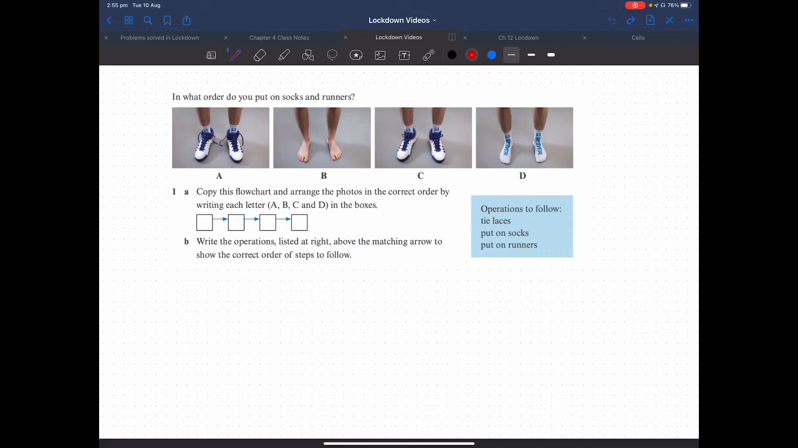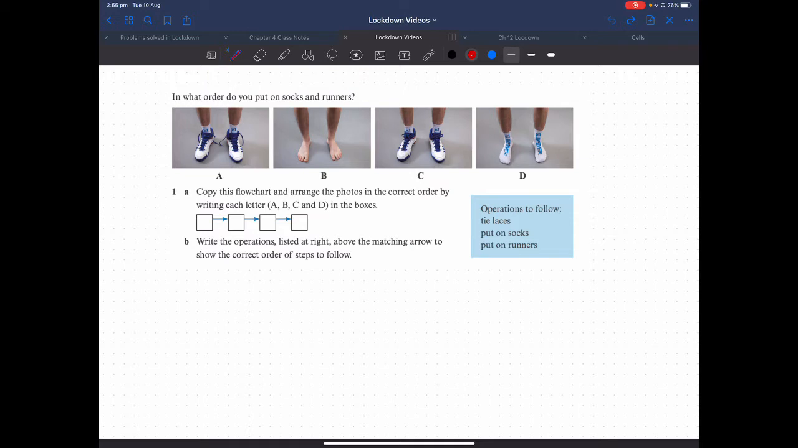In this introduction, we're looking at developing the idea of using flowcharts. The flowchart shows the order in which we carry out a number of tasks. So we're given an example here, and it says, in what order do you put socks and runners? So we're looking at putting the socks on, then the runners.